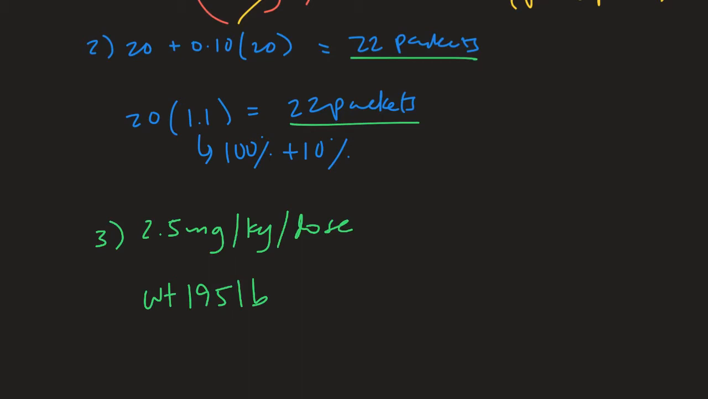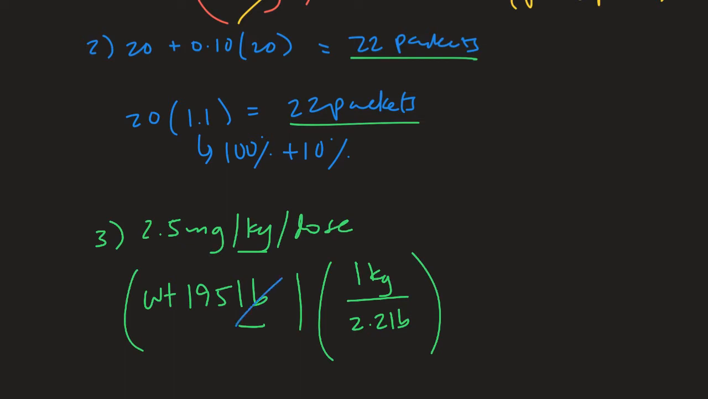Since this is in units of kilograms, let's convert pounds to kilograms. We know that 1 kilogram is 2.2 pounds. So I write it like that, so the units cancel out: pounds in the numerator, pounds in the denominator, leaving you with kilograms. So 195 divided by 2.2 gives you 88.64 kilograms.